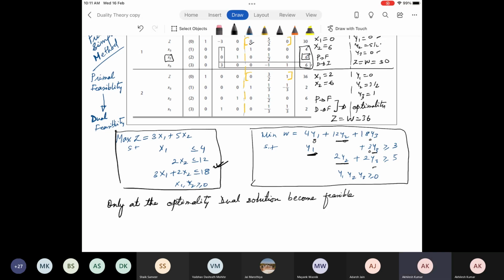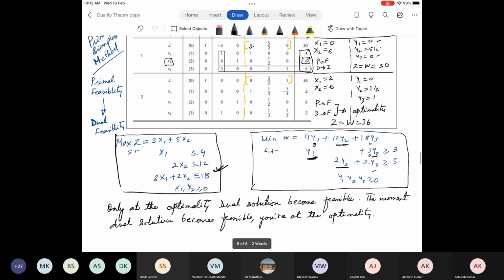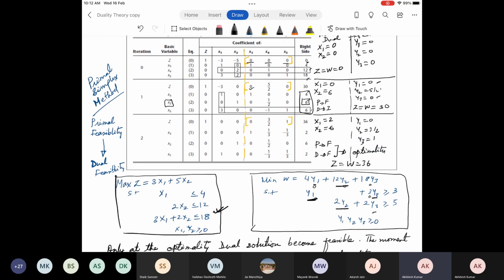Only at the optimality does the dual solution become feasible. The moment the dual solution becomes feasible, you are at the optimality. So don't you guys find it very interesting? As I said, it is one of the most interesting things for me in linear programming, that while solving primal simplex, actually you are solving two problems, primal as well as dual.